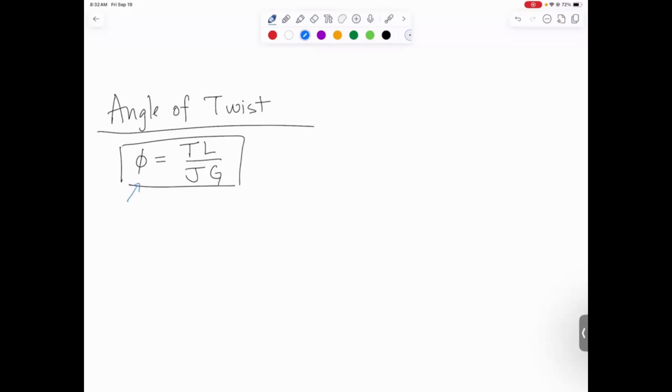This phi, Greek letter phi, is our angle of twist. We're using the Greek letter phi. T is torque, L is length, and J is that friendly polar moment of inertia again. And G is a material property. That is the shear modulus of the material. Remember when we did material properties, E is Young's modulus, G is shear modulus.